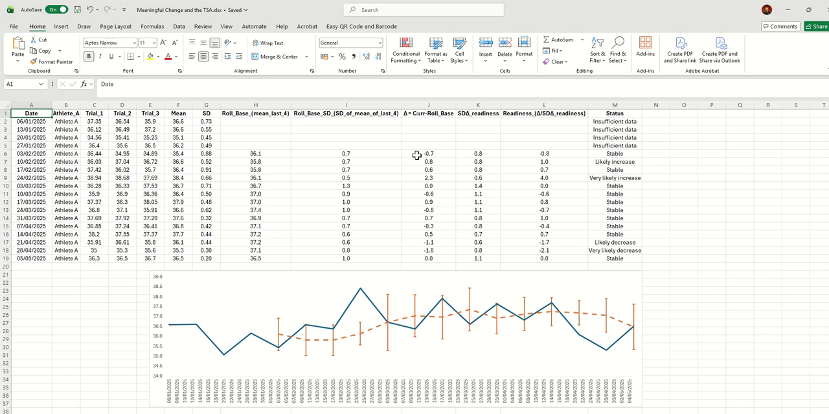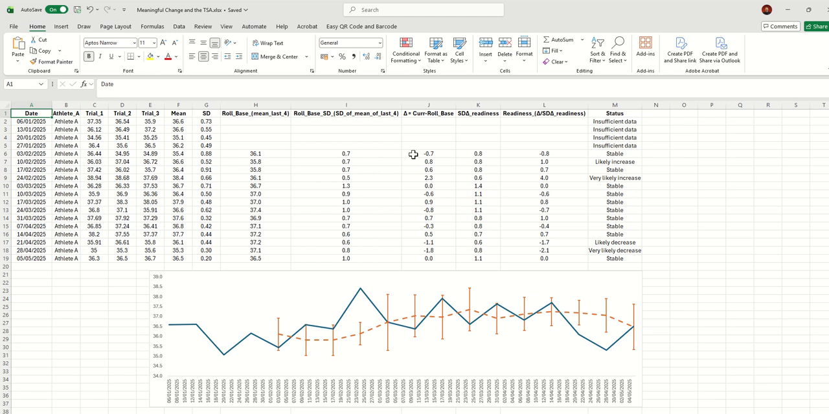In this presentation, we're going to look at how we calculate readiness to train, and readiness just refers to an athlete's current state relative to their recent normal. It's a way of asking, is the athlete presenting today as expected, or are they unusually high or low compared to their recent baseline? It's going to help us identify short-term state deviations, and they then reflect fatigue or soreness, poor sleep, stress, illness, motivation, and so on.